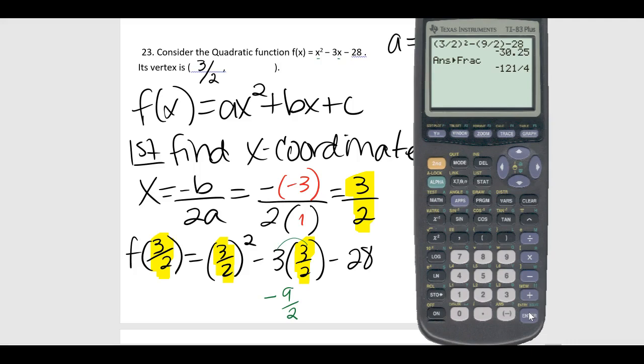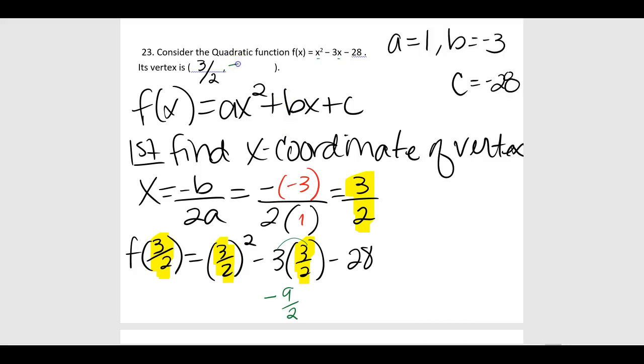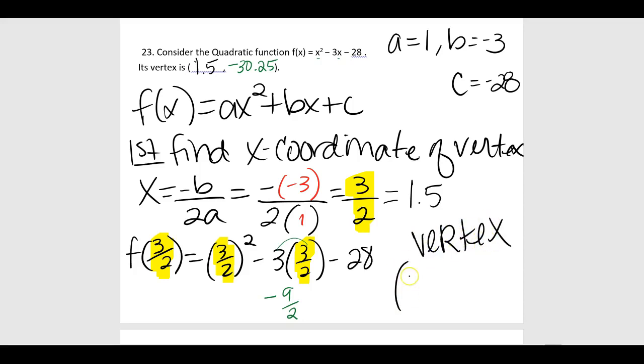So 3 over 2 is 1.5. So this will be negative 30.25. So that equals 1.5. It will be consistent and write the x coordinate in decimal form as well. So just to rewrite it so it's clear, 1.5 comma negative 30.25.